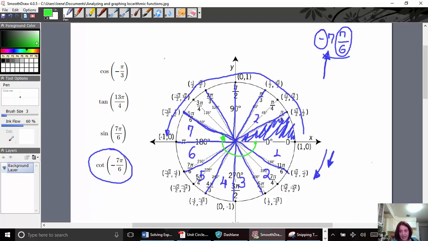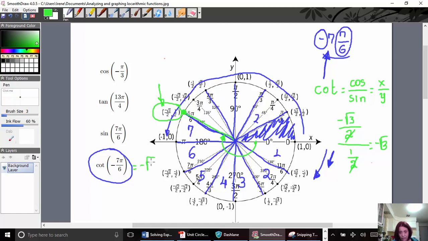Okay, so I look at my ray, that is this one, and I find the point that is the terminal point. The terminal point is this one. I have the trigonometric numbers, and now I have to remember what is the cotangent. The cotangent is cosine over sine, and this is nothing else than x over y. My x coordinate is square root of 3 over 2, as you can see right here, and the y coordinate is nothing else than 1/2. I simplify, and my result is negative square root of 3. So this means that the cotangent of negative 7 pi 6 is negative square root of 3.